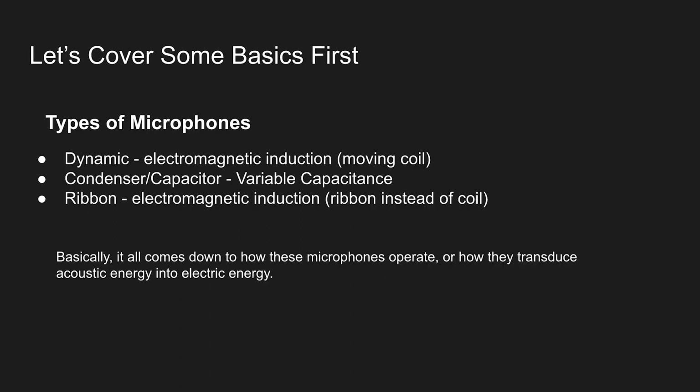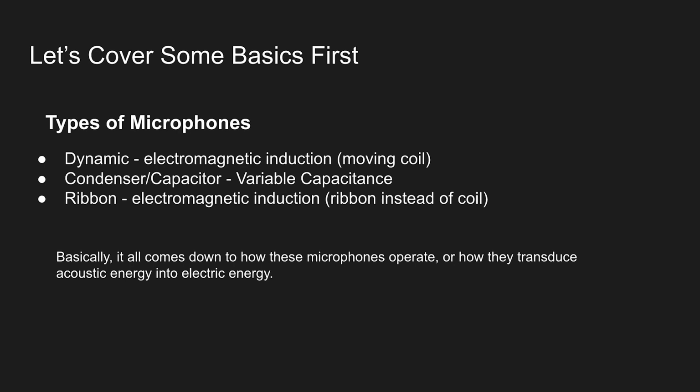Let's cover some basics before we jump into that. There are three main types of microphones. There's dynamic, condenser or capacitor, and ribbon. And the difference between these basically is how these microphones operate or how they transduce acoustic energy into electrical energy.